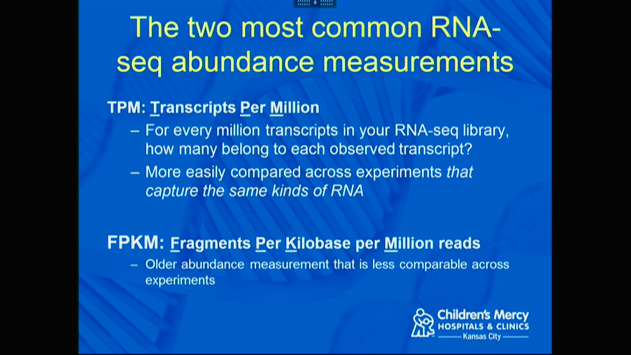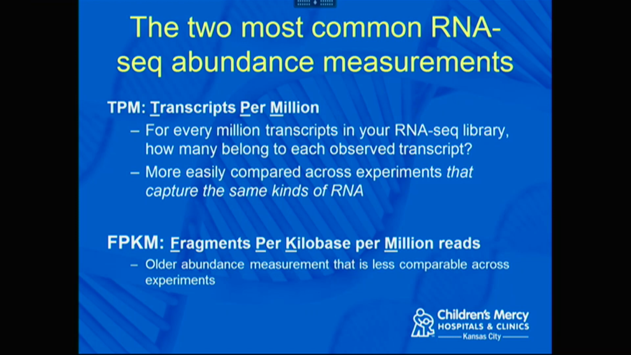This is basically the more modern and preferred way of doing RNA-seq abundances. And the reason for that is for some complicated mathematical reasons. It is easy to compare these values across multiple experiments, provided that you sequence the same type of RNA. That's kind of confusing, but I think it makes sense if you think about that the transcripts per million is with respect to the transcripts that are inside your RNA-seq library.